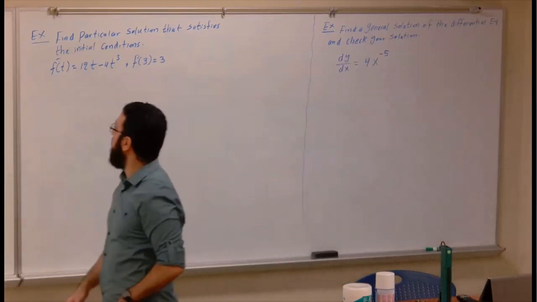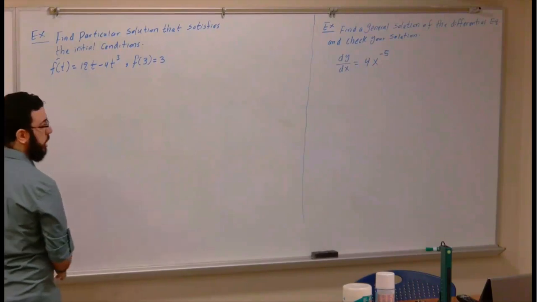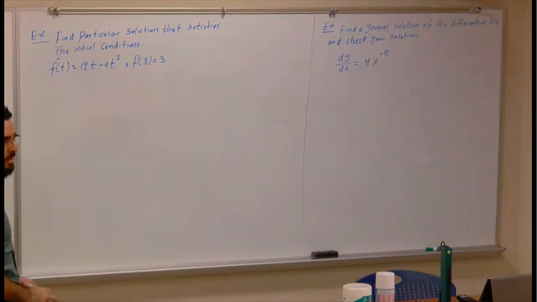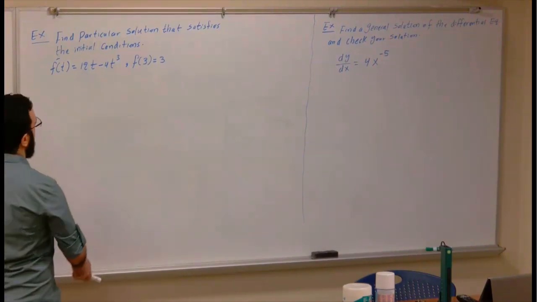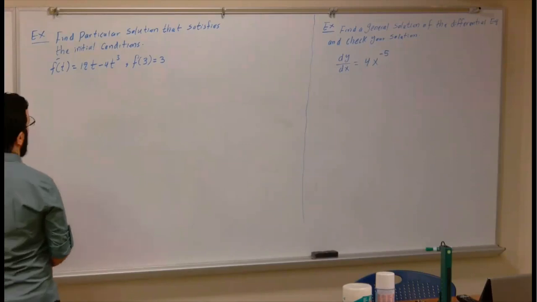So let's do the same thing. Find a particular solution that satisfies the initial conditions. f prime of t. Don't confuse yourself if it's t or x. It's the same thing, they're variables. But this function is with the t. Sometimes they use it when you have time. Okay, so it's the same thing.